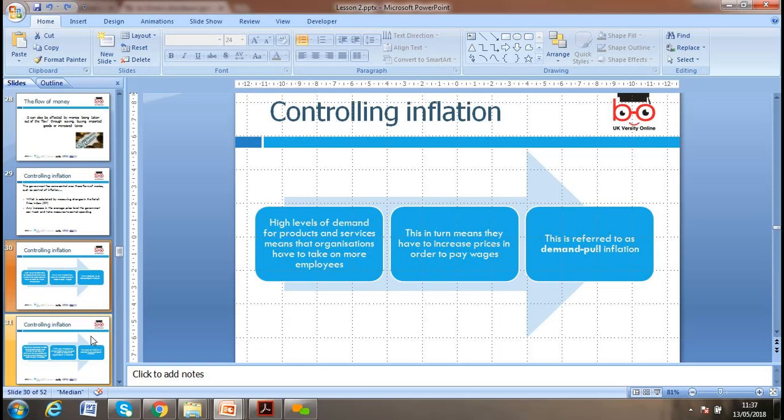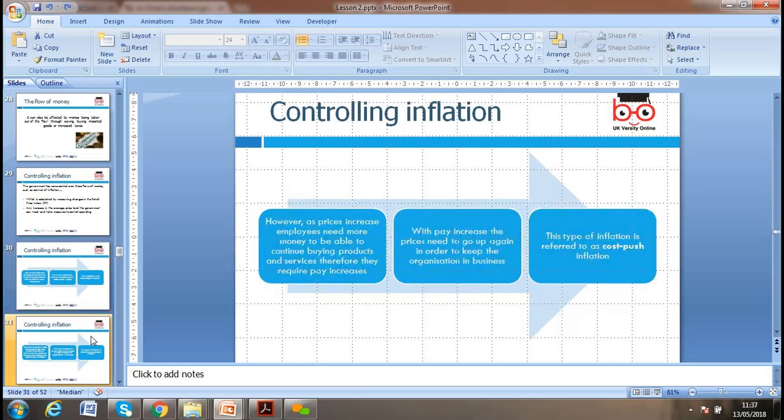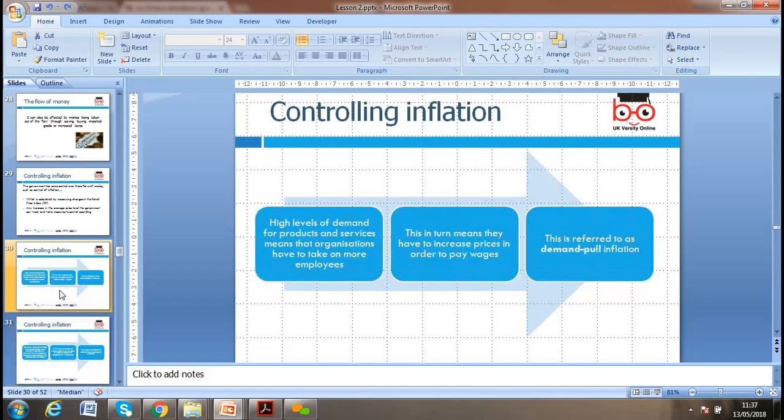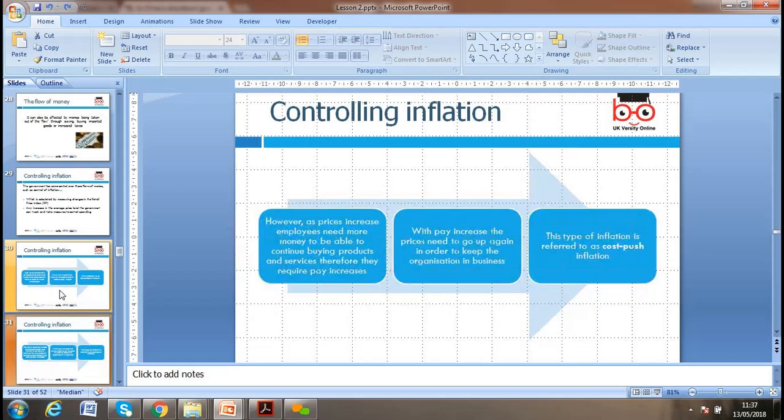A high level of demand for products and services means the organization has to take on more employees, and this in turn means they have to increase prices in order to pay the wages. This is referred to as demand pull inflation. Demand pull, because inflation is high due to the demand. The other type of inflation we call cost push inflation. So, demand pull and cost push.